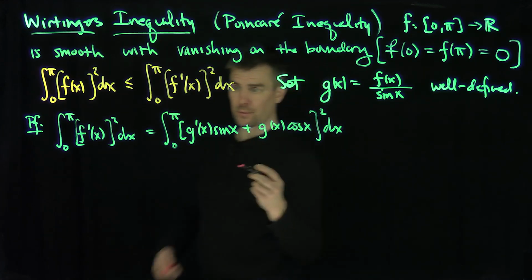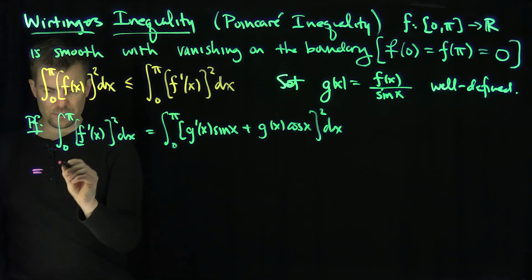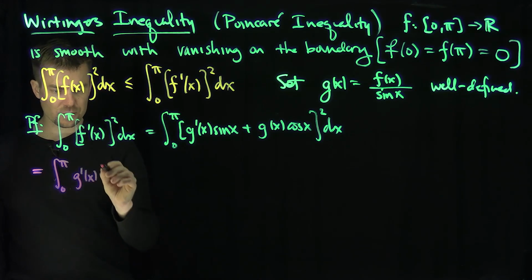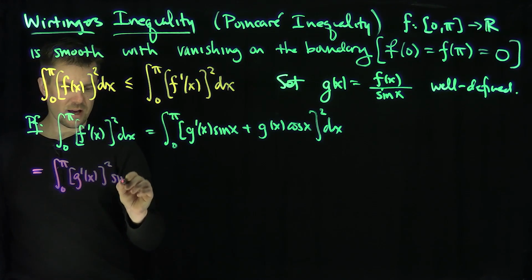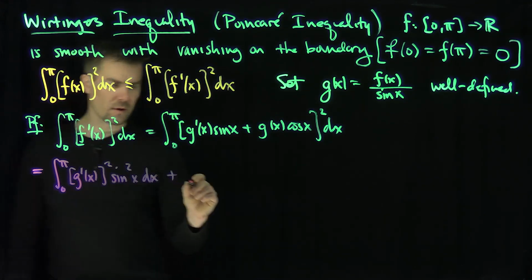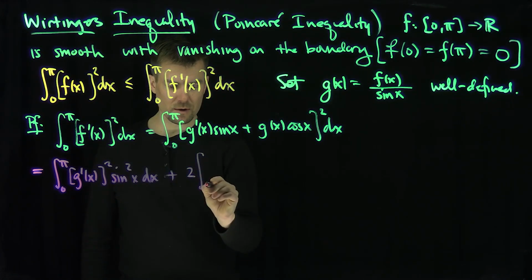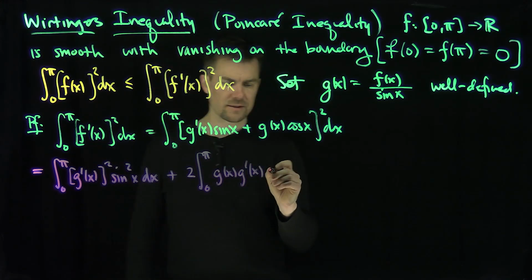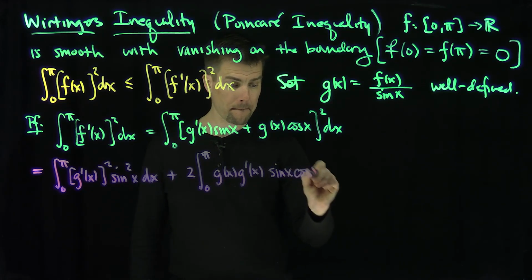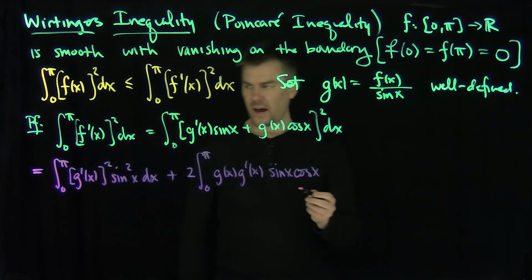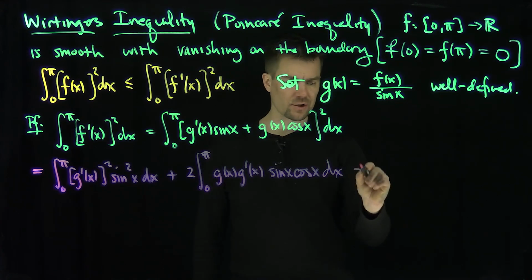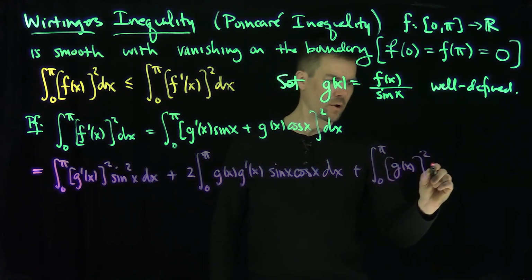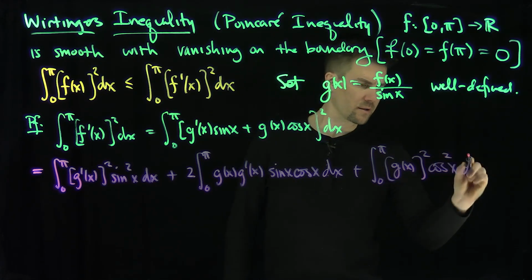And so now I'm going to have three sorts of terms over here. The first term is the integral from 0 to pi of g prime of x squared sine squared of x dx. Plus, I'm going to have two copies of this, the integral from 0 to pi of g of x, g prime of x, and then sine x cosine x, and then dx, of course. And then the last term is just going to be plus the integral from 0 to pi of g of x quantity squared cosine squared of x dx.